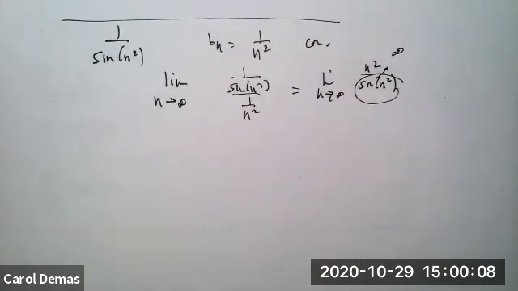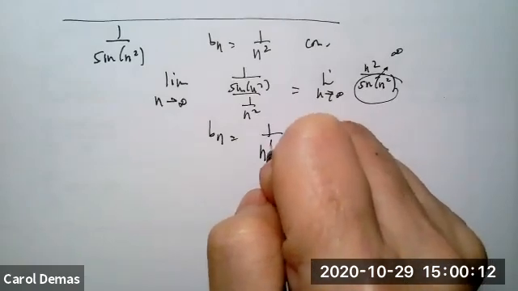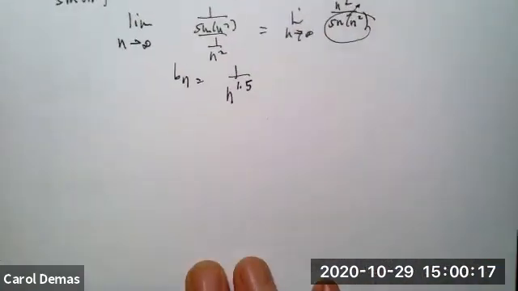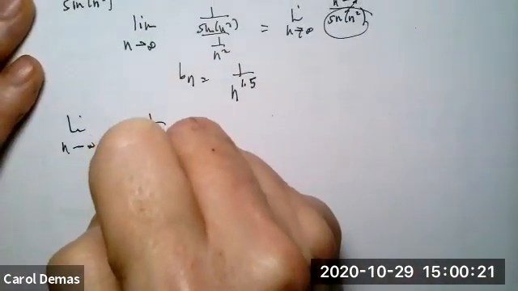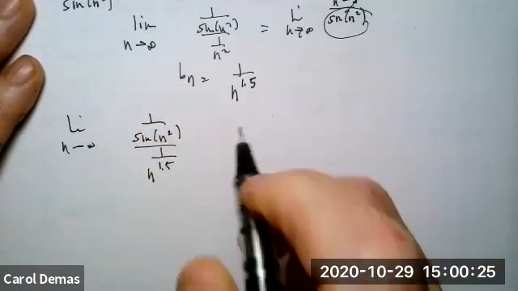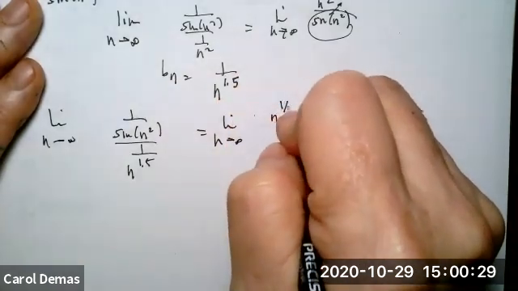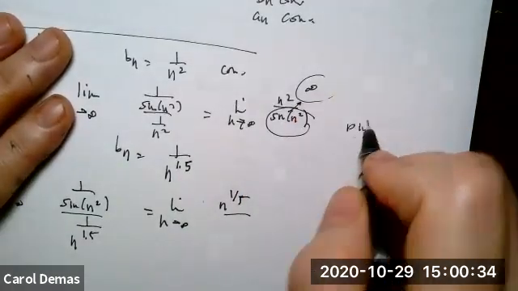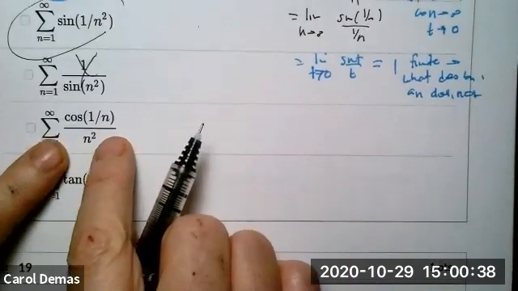We could try a bn that is 1 over n to the 1.5. Okay, that will give us the limit as n goes to infinity, n to the 1. Yeah, that's going to go to infinity too. So that one doesn't work. Okay, what about this one?